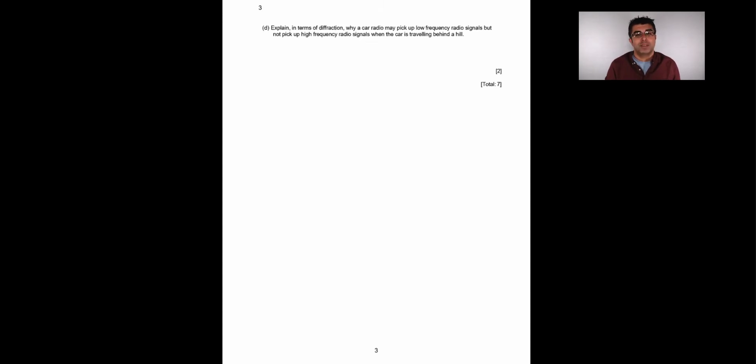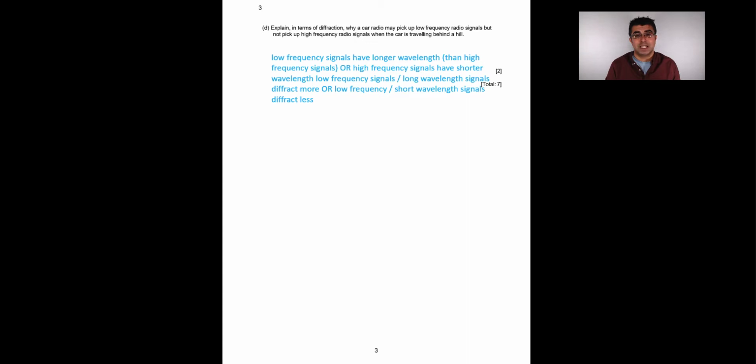Now, what you need to understand is that high frequency means small wavelength, and low frequency means longer wavelength. The reason that a low frequency, long wavelength wave will be picked up by the car is because the longer wave will diffract more; it will curve or bend round the hill more than a higher frequency, smaller wavelength wave. So the answer: low frequency signals have longer wavelength. Therefore they will diffract more around the hill.